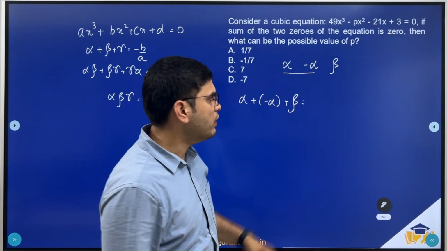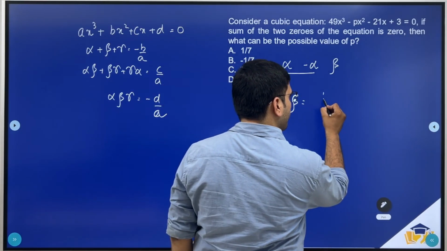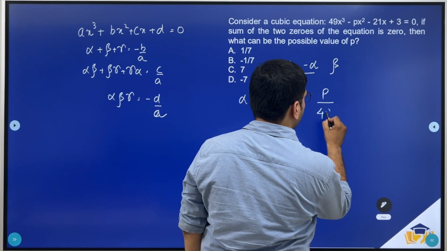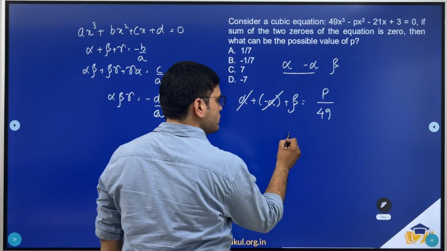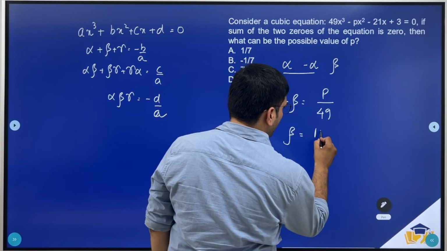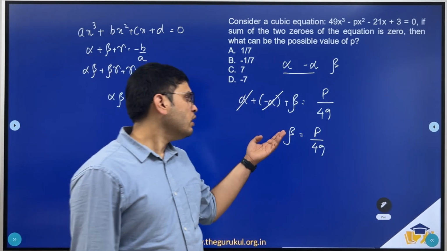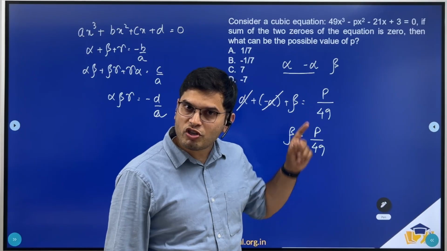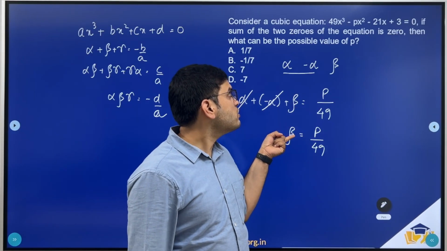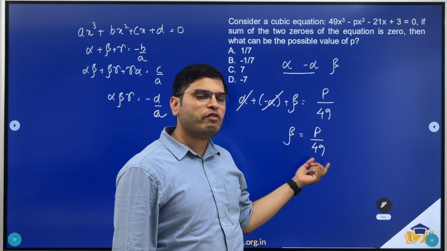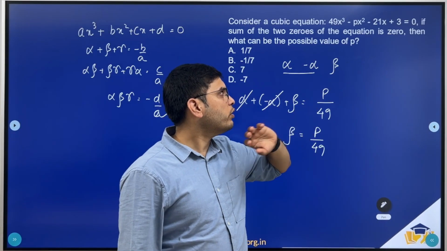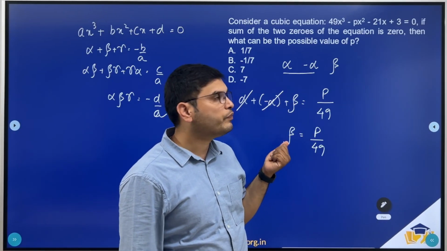B is minus p, so minus of minus p by what is the value of a? 49. So these two will get cancelled, and beta is equal to p by 49. One way of solving this is, now we know that beta is one of the roots of that polynomial, right? Substitute the value of x as p by 49, so you can find the value of p.